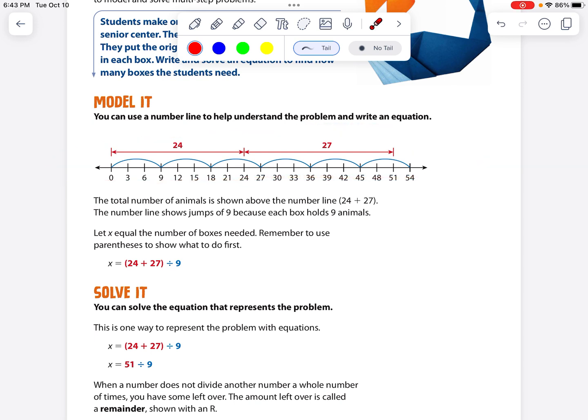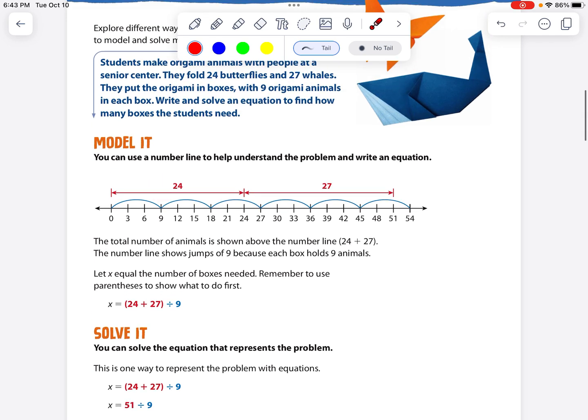So what they did was this is the butterflies and this is the whales. They have it going to 51. They skip counted by 9s, just like we did. They found multiples of 9.